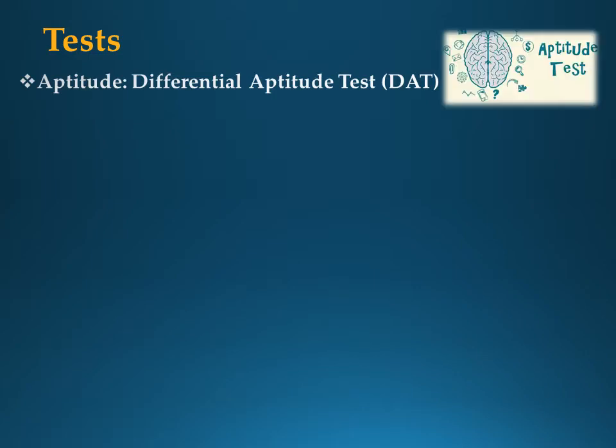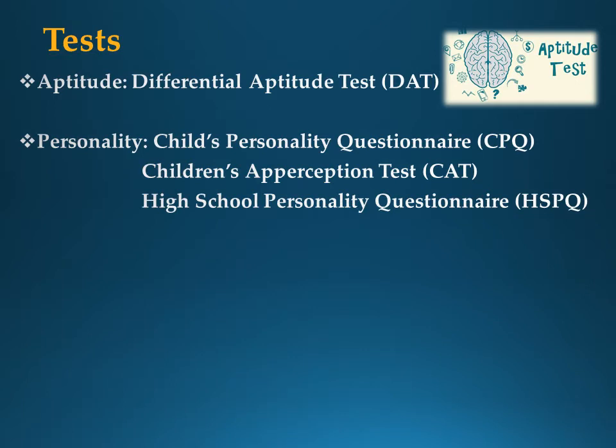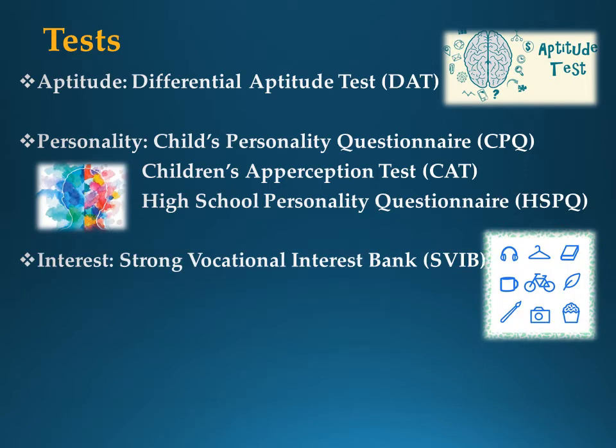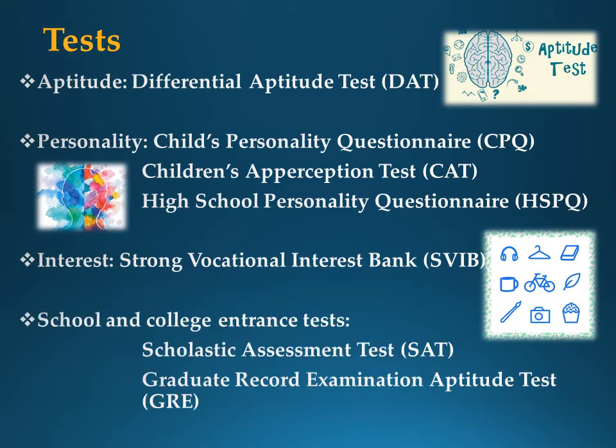The tests that we're looking at under aptitude, we're just looking at one test called the differential aptitude test. Under personality, we're looking at child's personality questionnaire, child's apperception test, and high school personality questionnaire. For interest, we're looking at Strong's vocational interest bank. And under entrance tests, we're looking at the scholastic assessment test and the graduate record examination aptitude test, which is the SAT and the GRE.